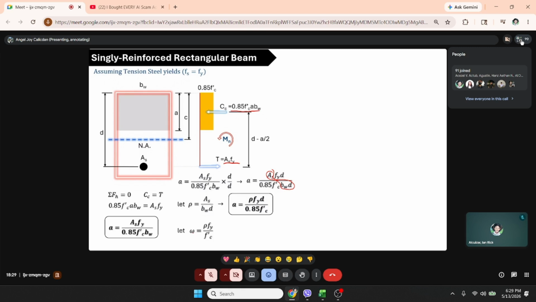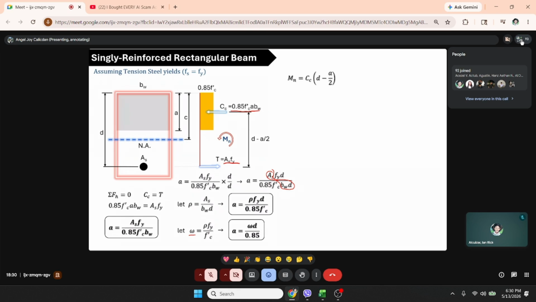And if we let omega equal to rho Fy over fc prime, this is also called the reinforcement index. Rho Fy over fc prime. So, it is simplified further. So, we have a equals omega d over 0.85.